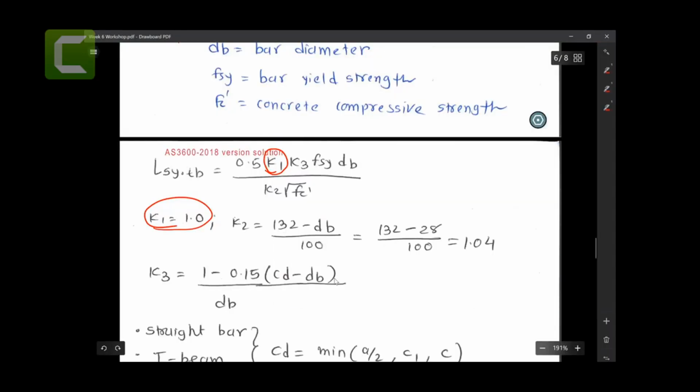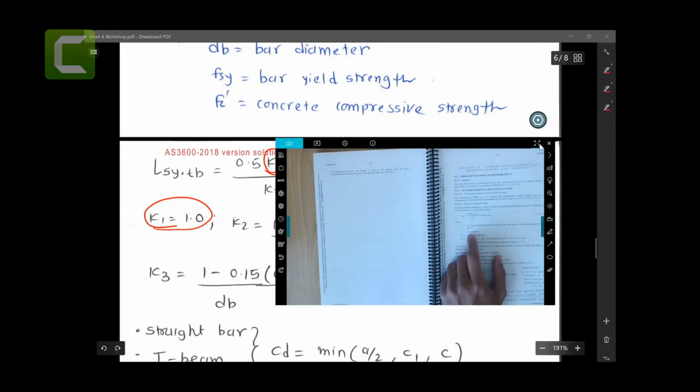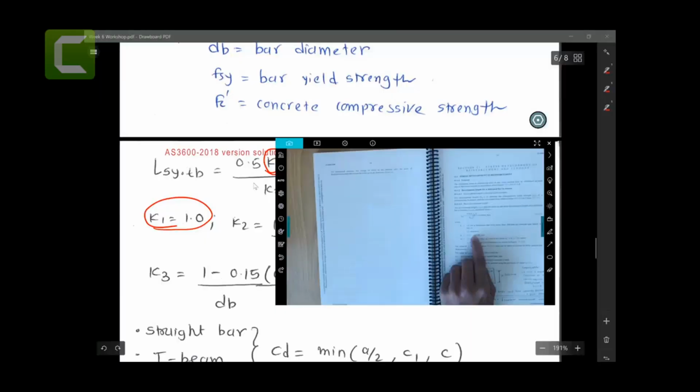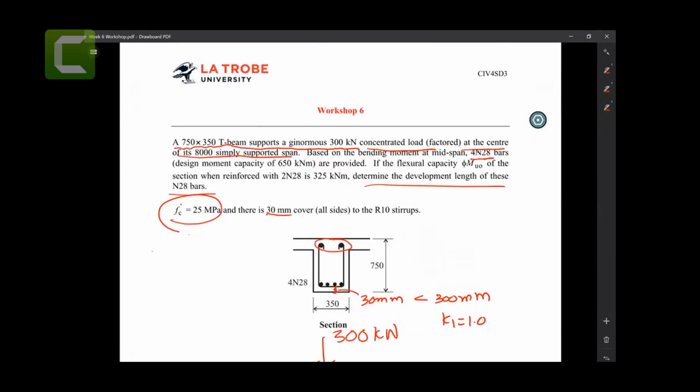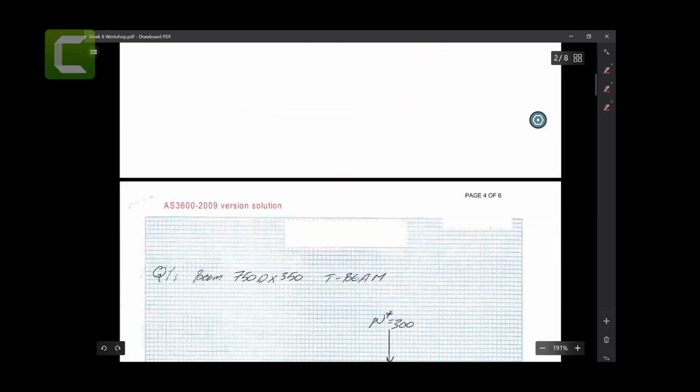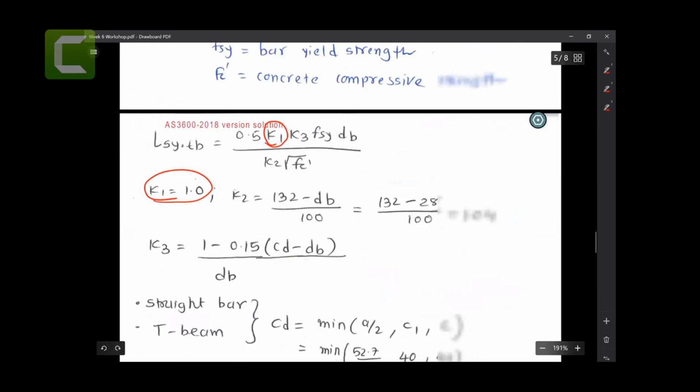Now K2 was again easy. As I mentioned, the larger the diameter and the larger the length you require, your dB is equal to 28. Where is the 28? You can come back here, and this designation here, that is 28. So we just plug the value into the calculator, and we can get this K2 value easily.